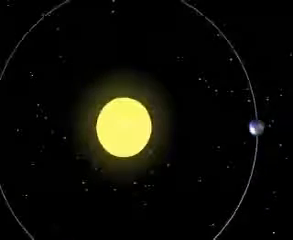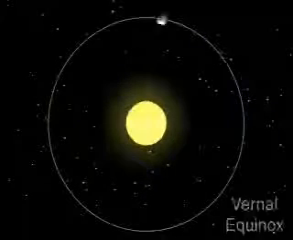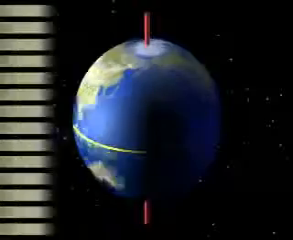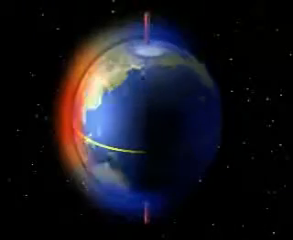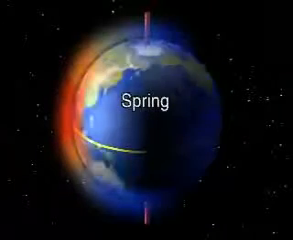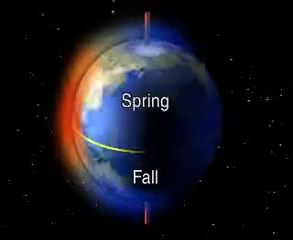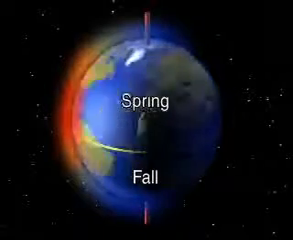From December 21st to the vernal equinox, which occurs around March 21st, the latitude receiving the most direct sunlight moves progressively from the Tropic of Capricorn to the equator. The equinox corresponds to the beginning of spring in the northern hemisphere and the beginning of fall in the southern hemisphere. At the equinox, day and night lengths are equal.